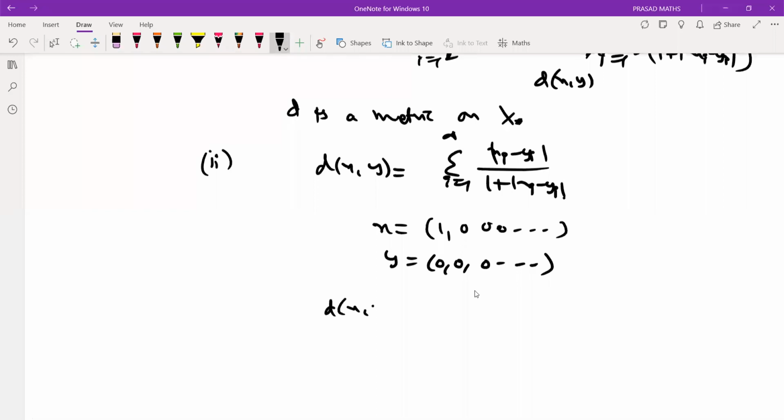What about distance? xi minus yi. What is this? 1 minus 0.